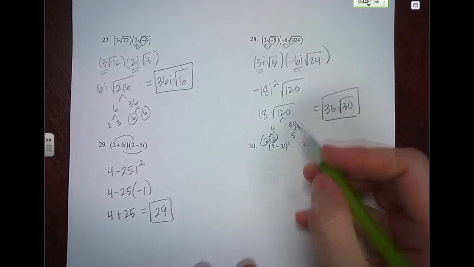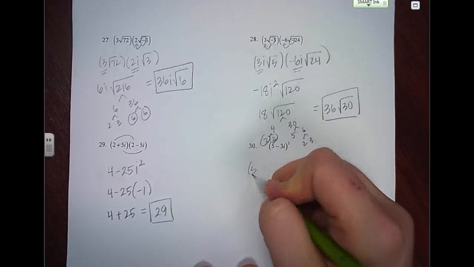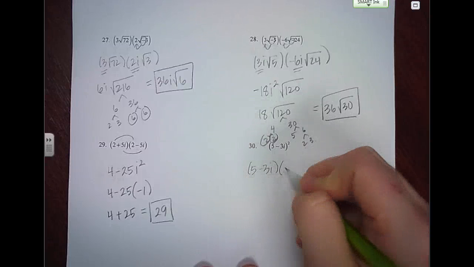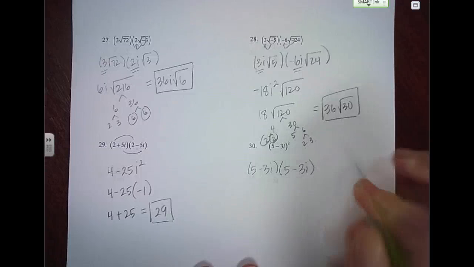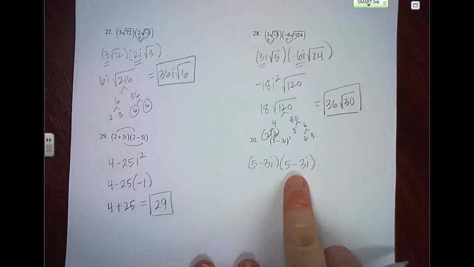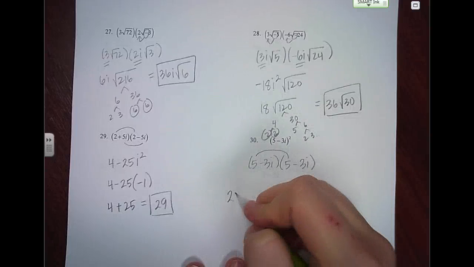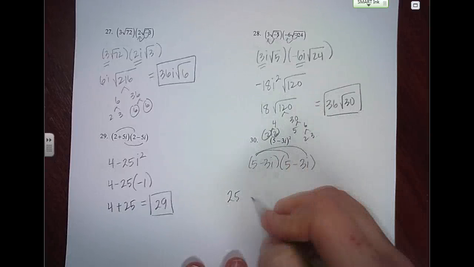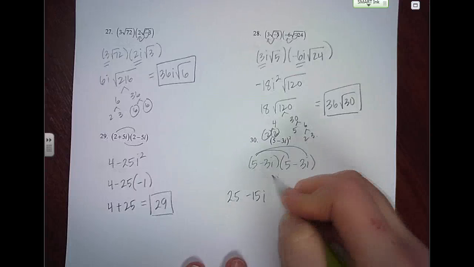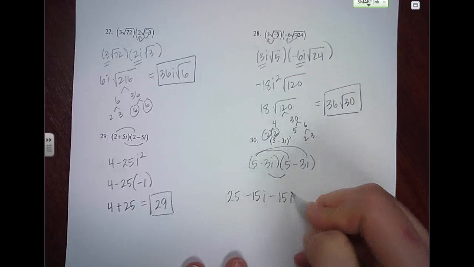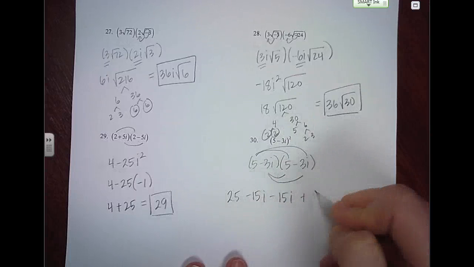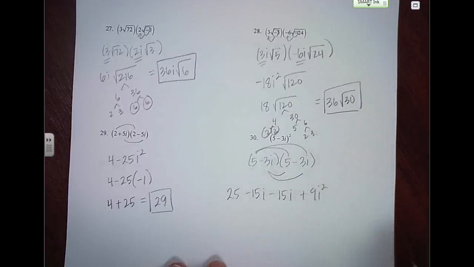Now number 30, we have 5 minus 3i squared. That means I need to write out 2 of them. Notice I did not change the sign. I wrote out the exact same thing. So now we're going to FOIL or multiply. So 25 minus 15i minus 15i plus 9i squared.